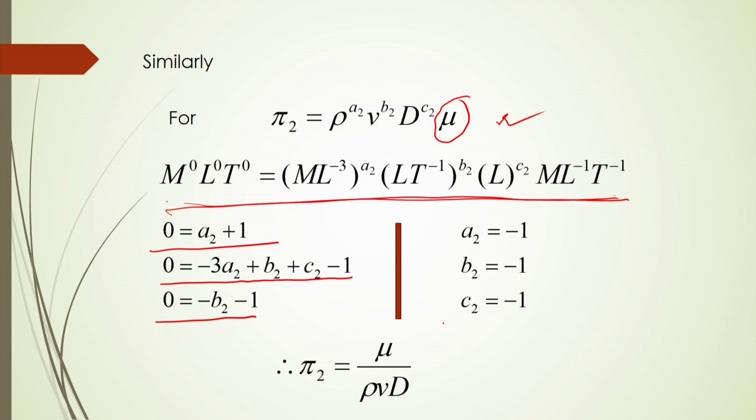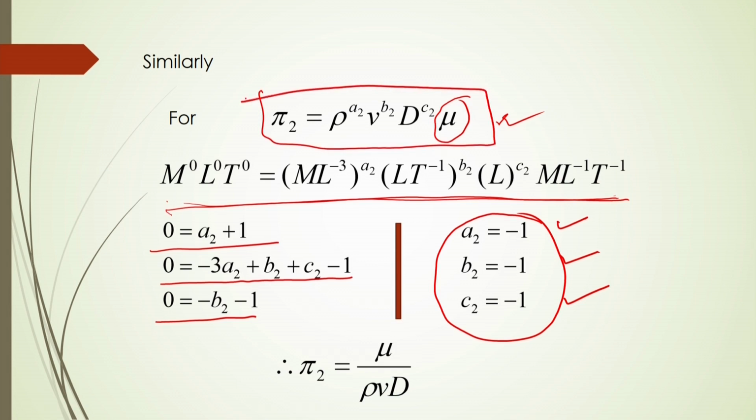And after solution you can get a2 equals minus 1, b2 equals minus 1 and c2 equals minus 1. Now, after substitution of these a2, b2 and c2 in this equation for phi 2, we can have phi 2 equals mu by rho V d after simplification.